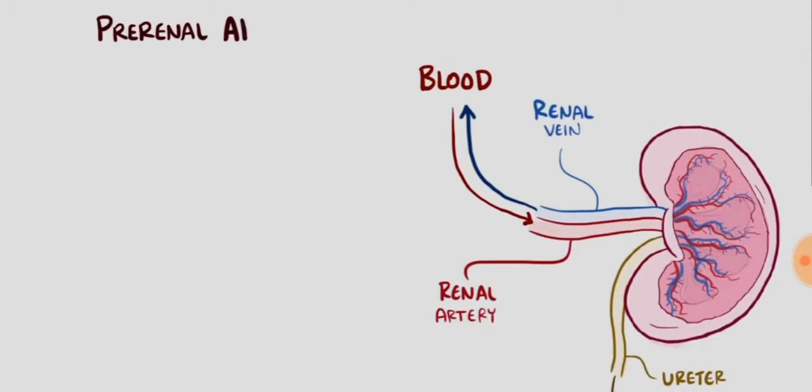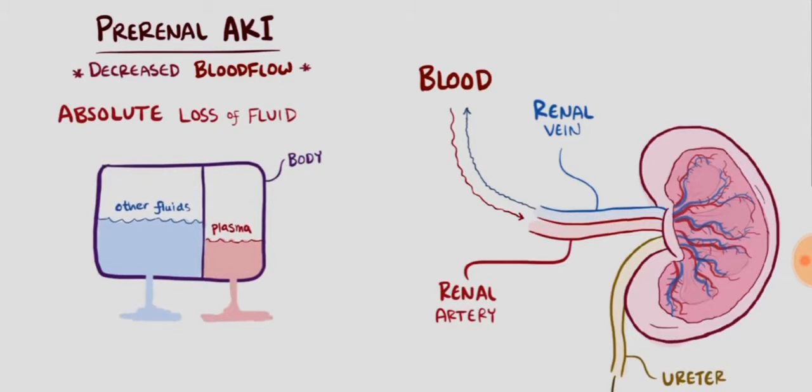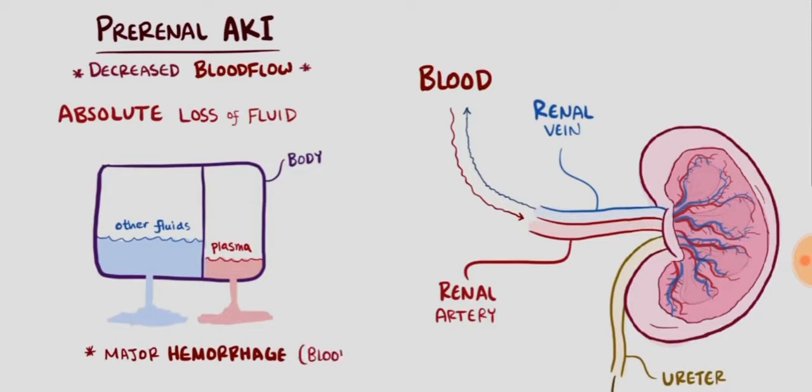Alright, so pre-renal kidney injury is due to a decreased blood flow into the kidneys. So you've got your total body fluid, with some fluid circulating in the plasma, as well as all the other intracellular and extracellular fluid. So a decreased blood flow could be due to an absolute loss of body fluid, where fluid actually leaves the body. And this could be caused by major hemorrhage or blood loss, vomiting, diarrhea, or with severe burns, where body fluid evaporates really fast without the protective skin.